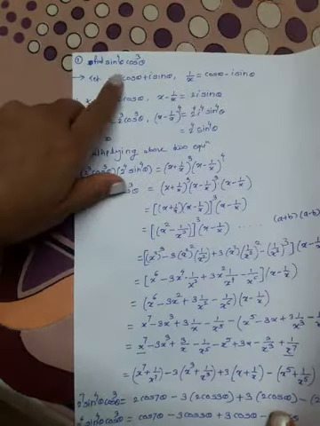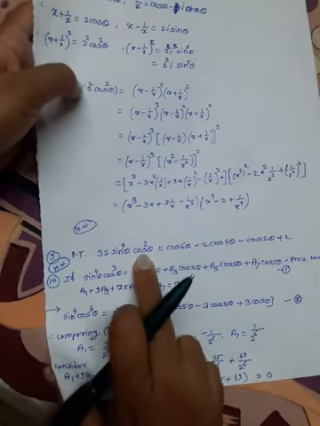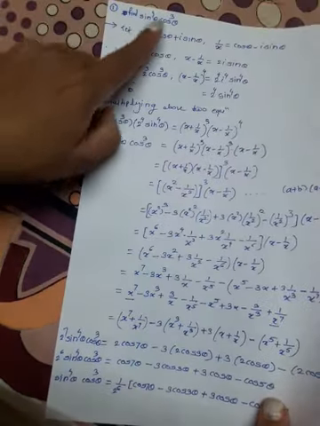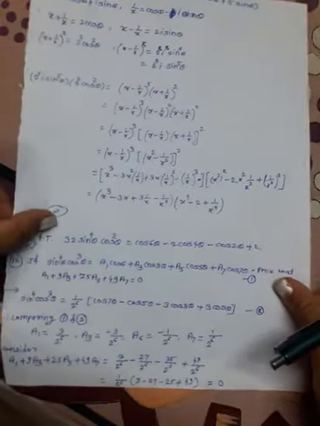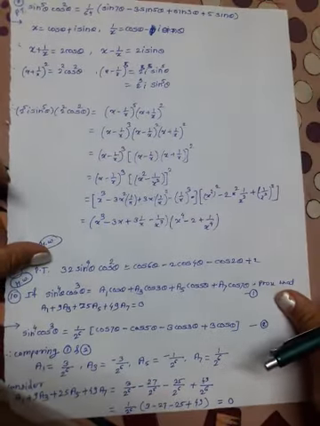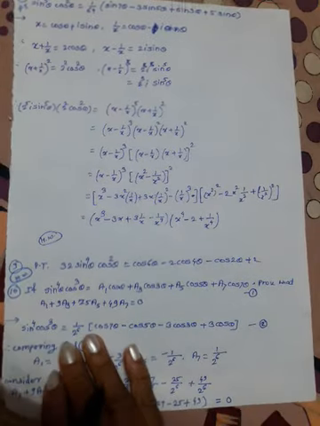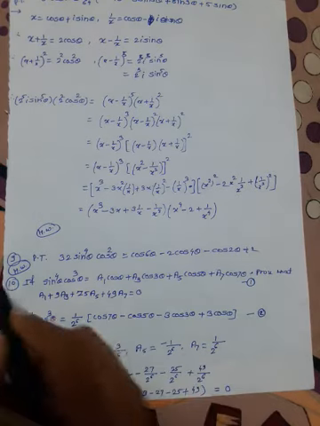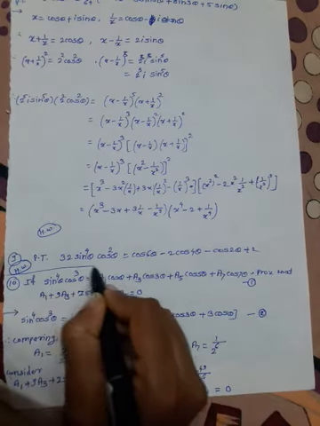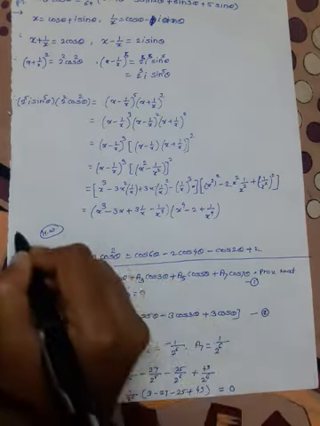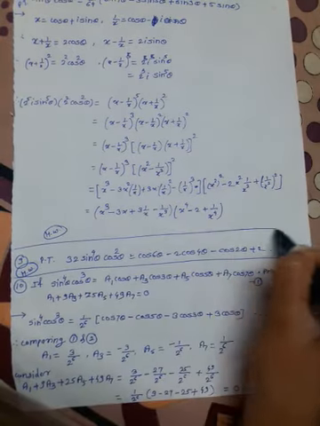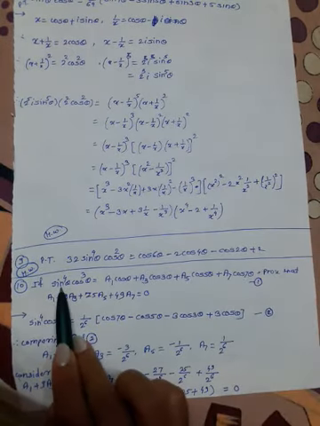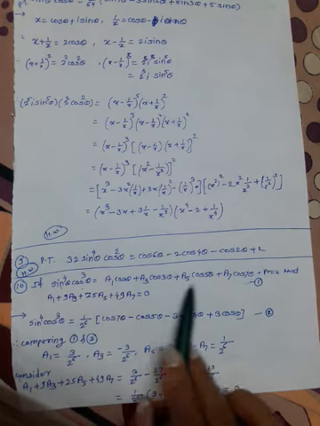Here sine raised to 4 cos cube we have seen, here sine raised to 4 cos square we want. Take only square here in this example. Now let us see the next example. If sine raised to 4 theta into cos cube theta is this.